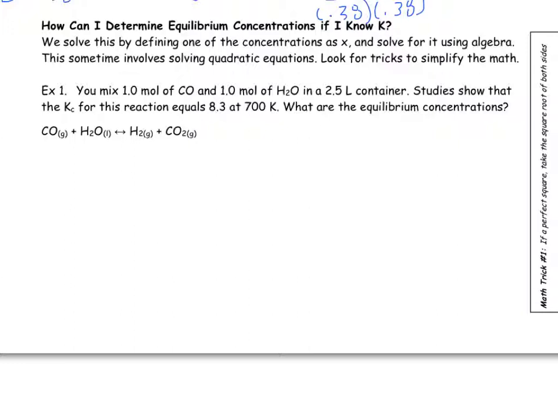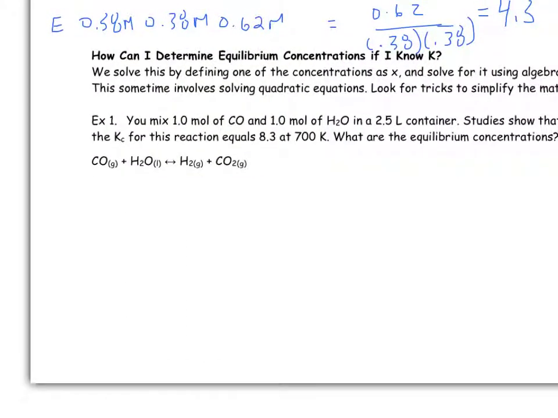Let's look at example 1 here. If we mix 1 mole of CO and 1 mole of water in a 2.5 liter container, studies show that the Kc for this reaction equals 8.3. Now it tells us that that occurs at 700 Kelvin. We don't have to do anything with the 700 Kelvin. It just means that we can only use 8.3 if our conditions are at 700 K. We need to find the equilibrium concentrations of each of these chemicals. Let's start off by doing an ICE table.